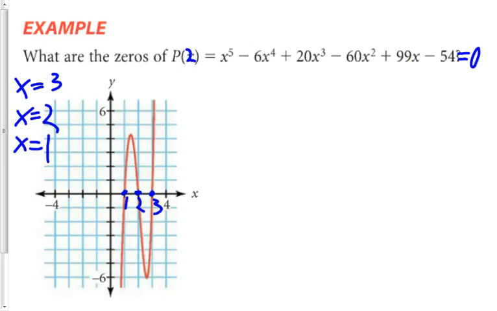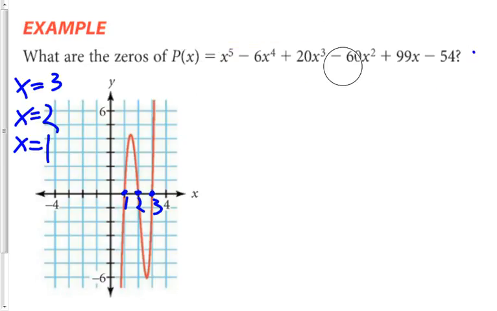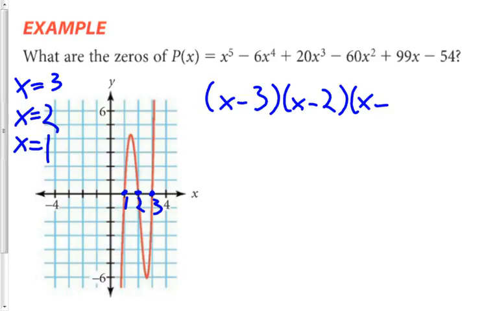Same thing works if I was checking for when x is equal to 2. Plug it all into my calculator. And once again, it would equal 0. And the same thing works for x equals 3 in this case. So from this, I was able to find 3 factors of this fifth degree polynomial. And those 3 factors are x minus 3, x minus 2, and x minus 1. And I find those just from looking at where my x-intercepts are.